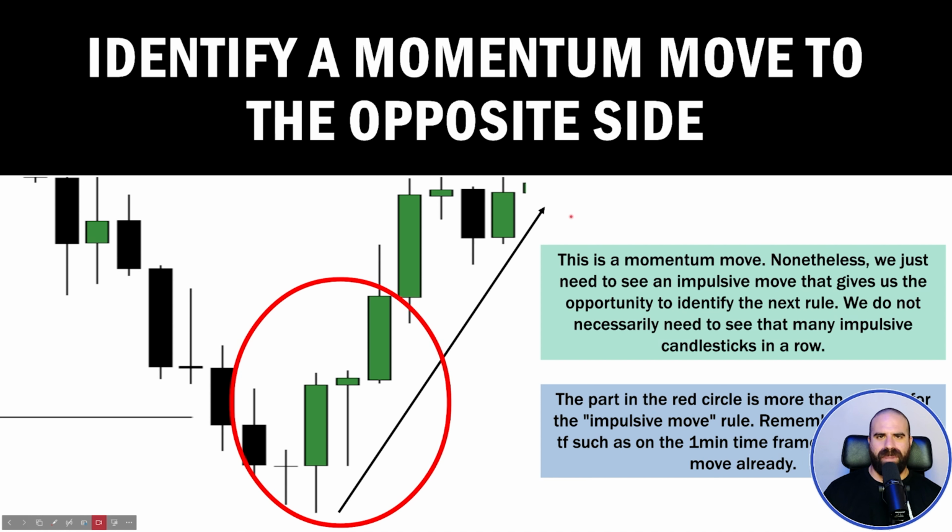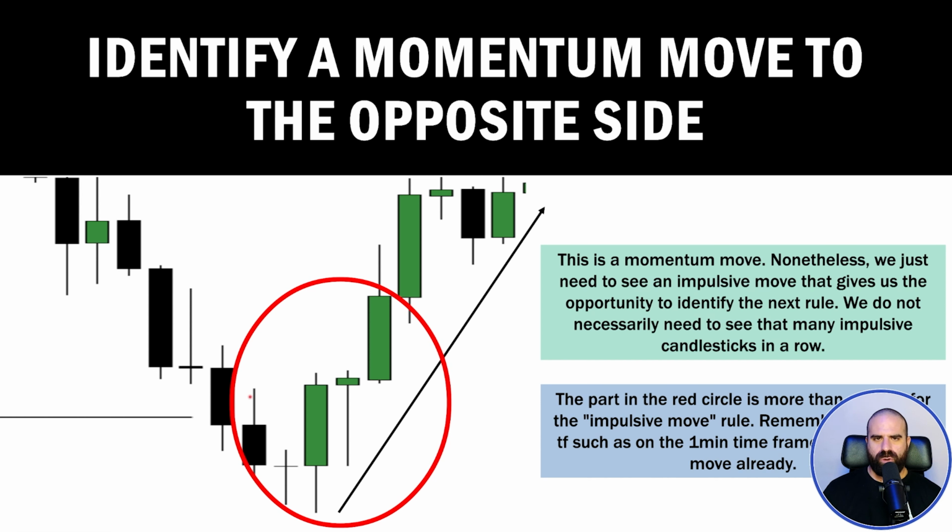We want to optimize the reward to risk. There is no question about that. This wouldn't be proper trading to place, let's say, an entry somewhere here with a stop loss down there. You could be entering higher, no problem, but not like that. We do not necessarily need to see that many impulsive candlesticks again. Okay, we don't need to see that. The part in the red circle is more than enough for the impulsive move rule.